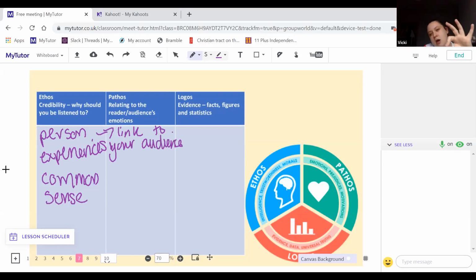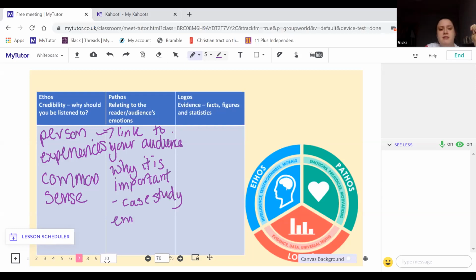What else have we got there? Emotions, prejudice, motivations. So I suppose motivations, you could say why it is important. You could potentially say, throw out maybe a case study for that. And make it emotive, get some emotive language in there.